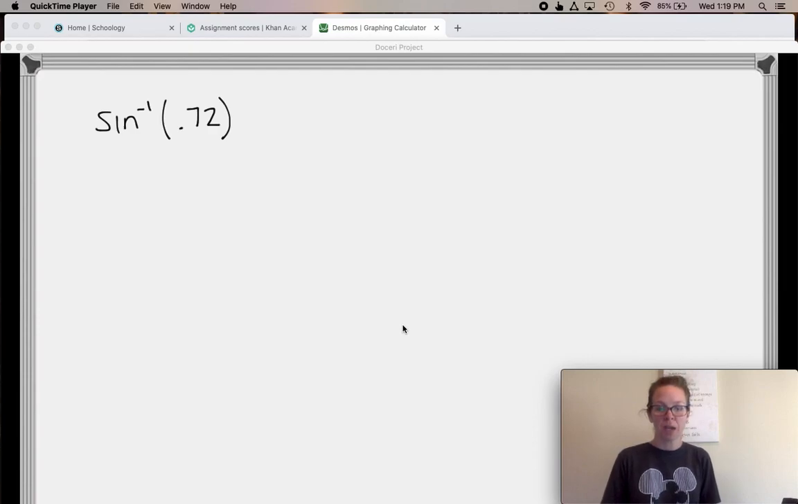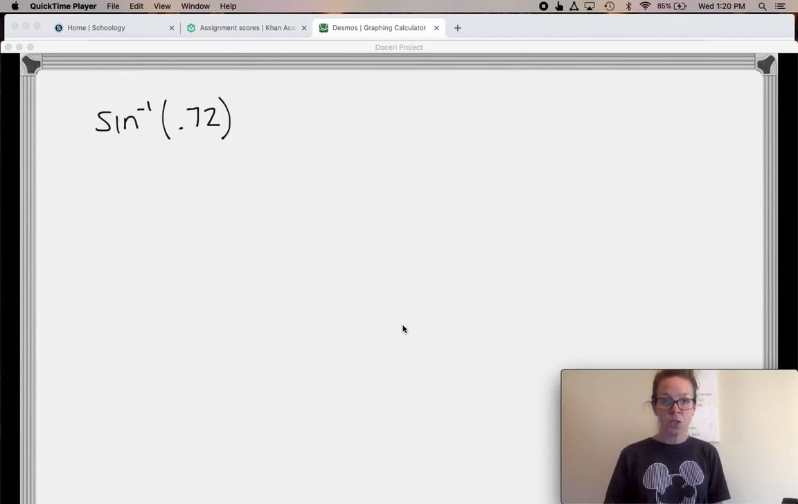Today we are going to be talking about how to solve basic trig equations. So we're going to begin with just a quick review of inverse trig. Remember, inverse trig is how we undo a trig function. So we undo a sine function by using the inverse sine, or that sine with a little -1 on it.